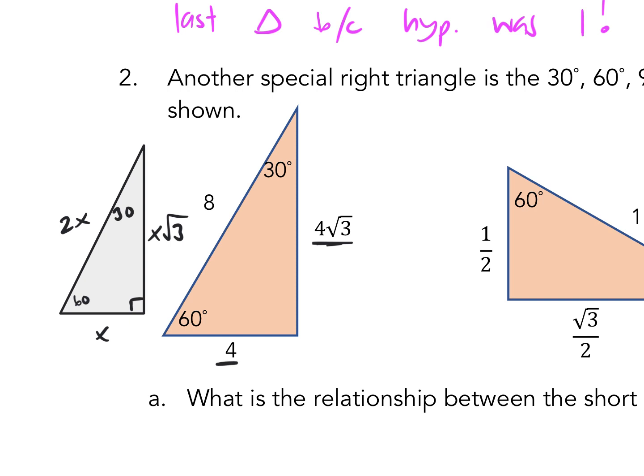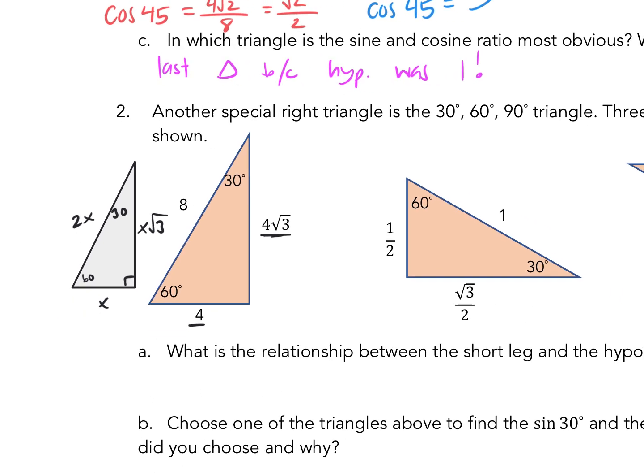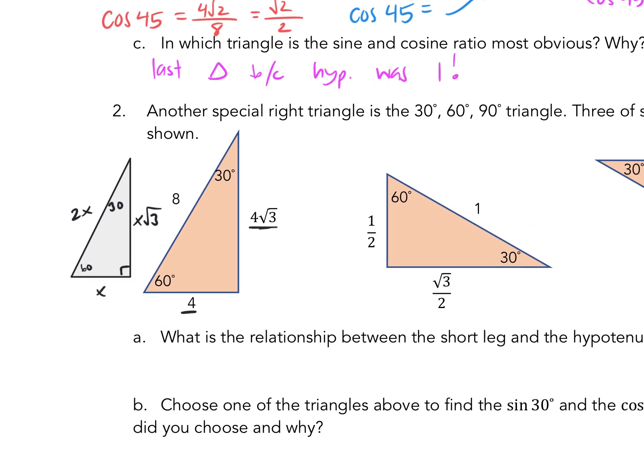The way that I remember square root of 3 versus square root of 2 is that square root of 3 happens when I have a 30-degree angle. The threes go together. So our relationship between the short leg and the hypotenuse is that the hypotenuse is 2 times the short leg. And that was the case for every single triangle up here, right? This formula works for every single 30, 60, 90 triangle that is up there.